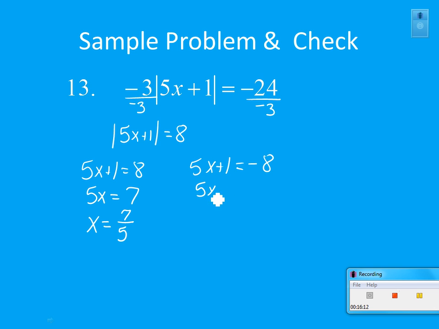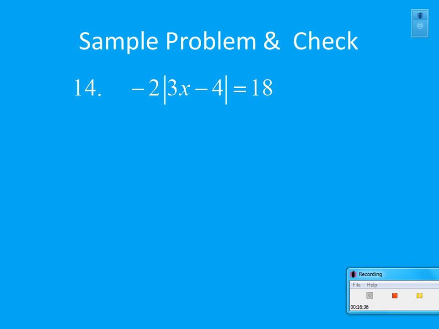On this side, I'm going to subtract 1 and get negative 9. Divide both sides by 5, so I got negative 9/5. As a solution set, negative 9/5, comma, 7/5. Like I said, you could have these numbers flip-flop. I like the little number on the left. You'll see why as we do more and more and more.